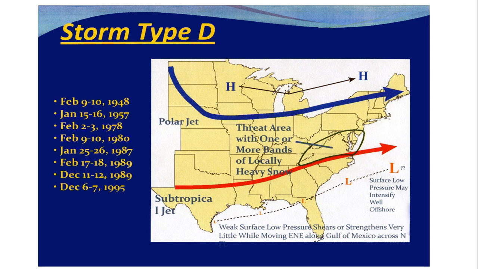And then at storm type D, there are the dates again, like the rest of the systems. February 1948, we saw this setup. January 15th and 16th, 1957. February 2nd and 3rd, 1978. February 9th and 10th, 1980. And on down to the bottom, December 6th and 7th, 1995.